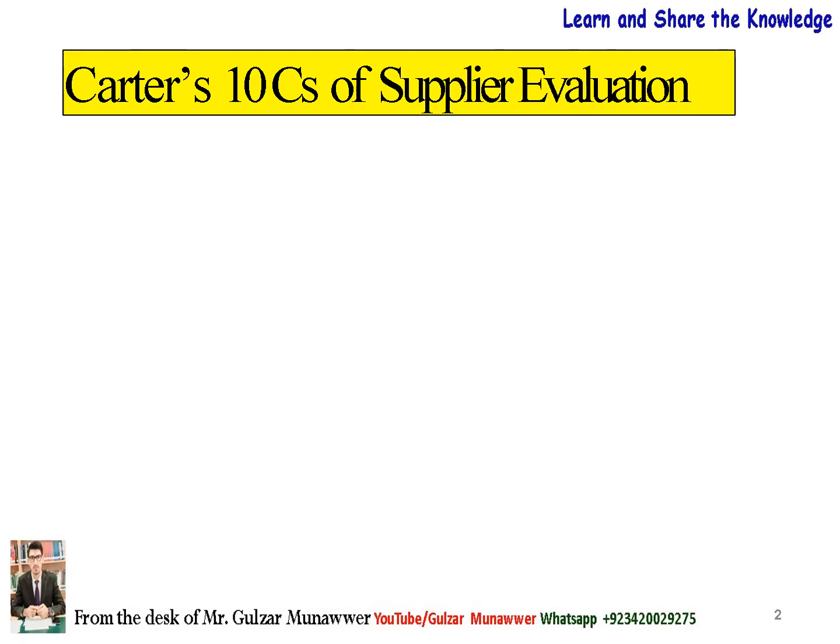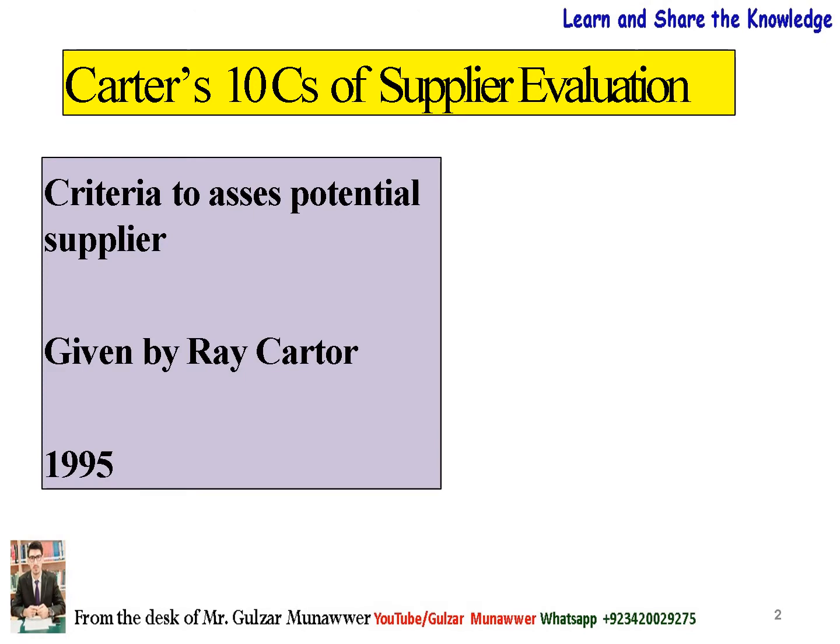Today we are going to talk about the Carter's 10 C's of supplier evaluation. The Carter's 10 C's of supplier evaluation is a model for evaluating suppliers that was developed by DPSS Consultants Director Ray Carter. The 10 C's refer to 10 criteria that are to be used to assess the aptness, the potential of a supplier.